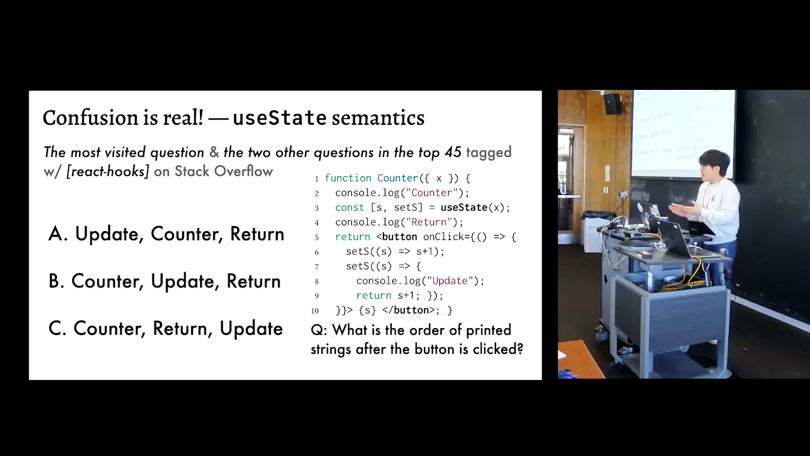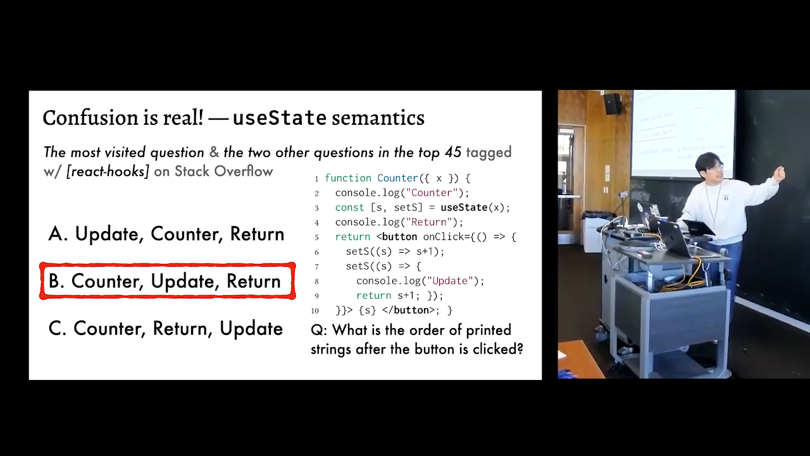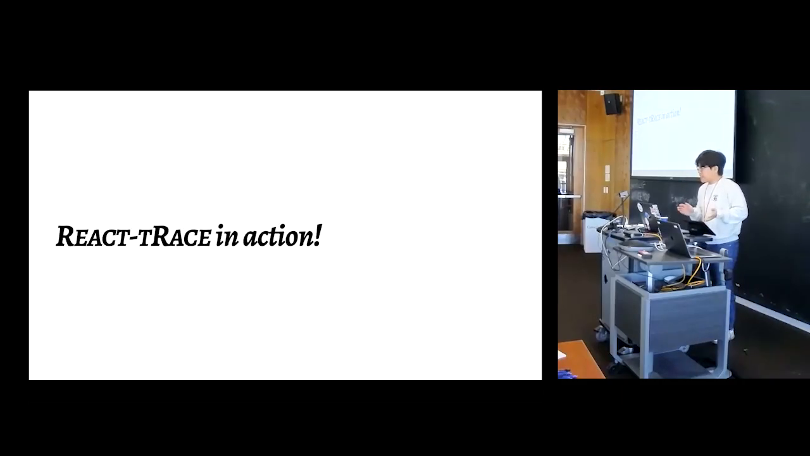So actually, without knowing the actual semantics of hooks, any of these traces is possible. Right? And the actual trace is going to be counter, update, return, because state updates happen at the corresponding useState call site. But as you can see, this can be quite subtle for those who are not familiar with React, and even for experienced developers. So to explain and precisely understand these kinds of semantics, we came up with an operational semantics of hooks that clarifies these behaviors.